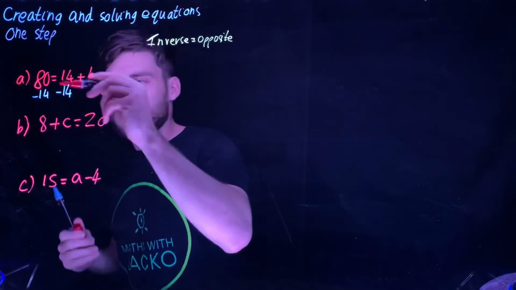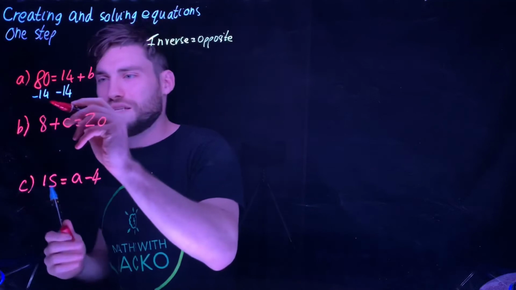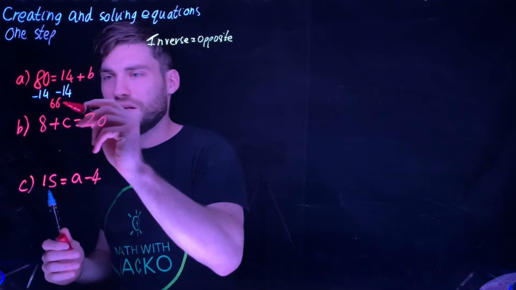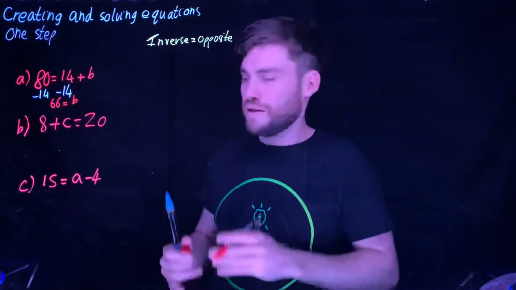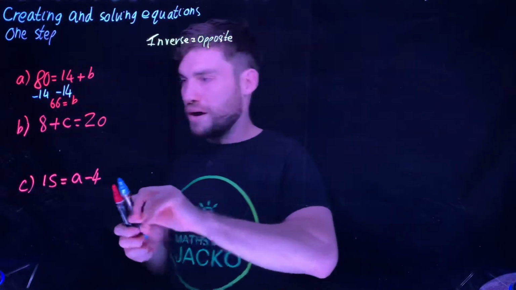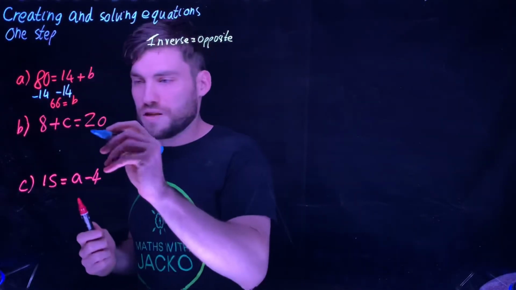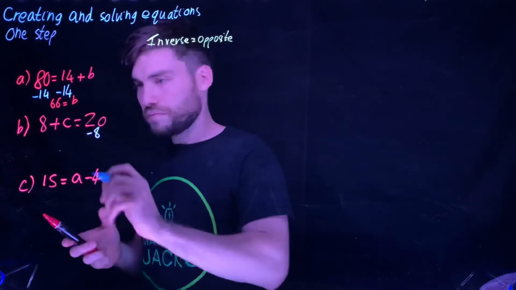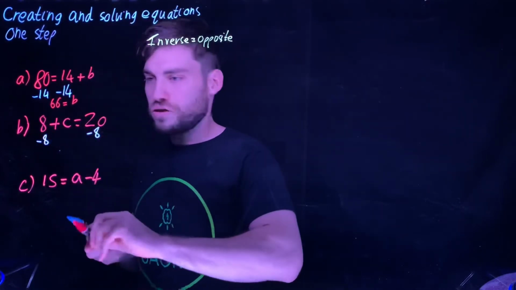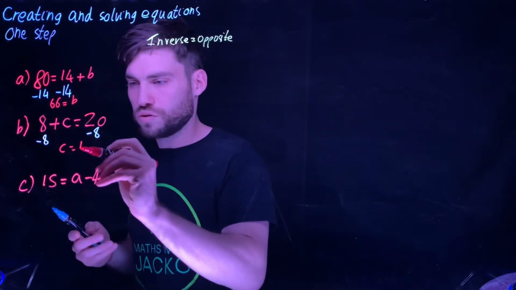So 80 subtract 14 equals 66. So 66 equals B. Yeah, should have got that one. 1 mark in the bag. Right, inverse of adding 8 is subtracting 8 from both sides. So then C equals 12.